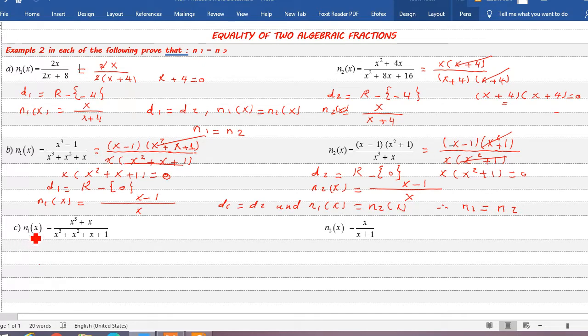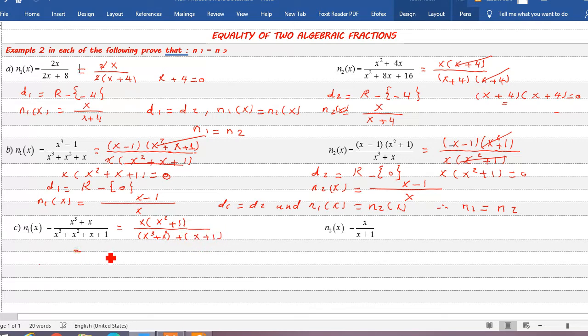Letter C: N1 of x equals x power 3 plus x over x power 3 plus x power 2 plus x plus 1. First, make the factorization. Take the common factor between x power 3 and x, it becomes x times x power 2 plus 1. For the denominator, use factorization by grouping: take x power 3 plus x power 2 together, and x plus 1 together.